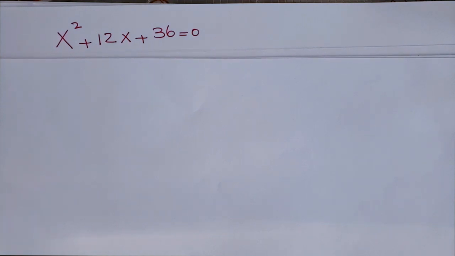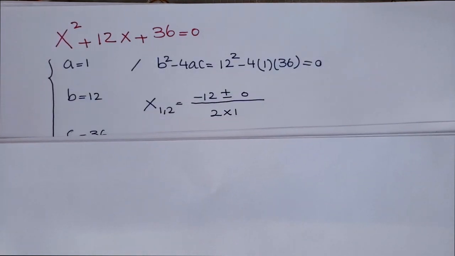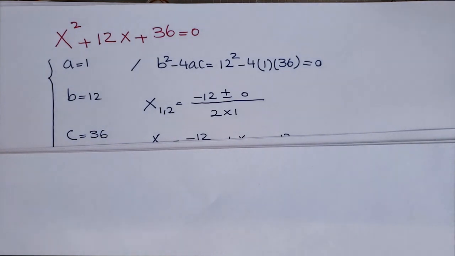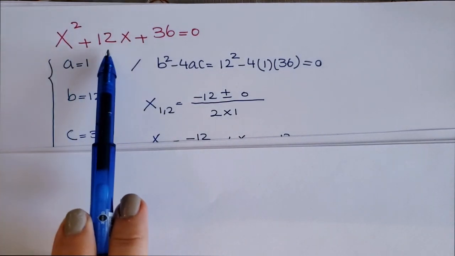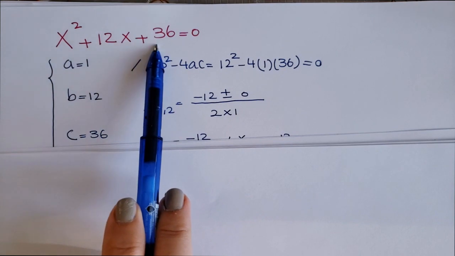Okay, let's move on to the third example. Here we have x squared plus 12x plus 36 equals 0. So first things first, you have a quadratic equation. You have to identify A, B, C. So we identify A, B, C. A is 1, B is 12, C is 36.